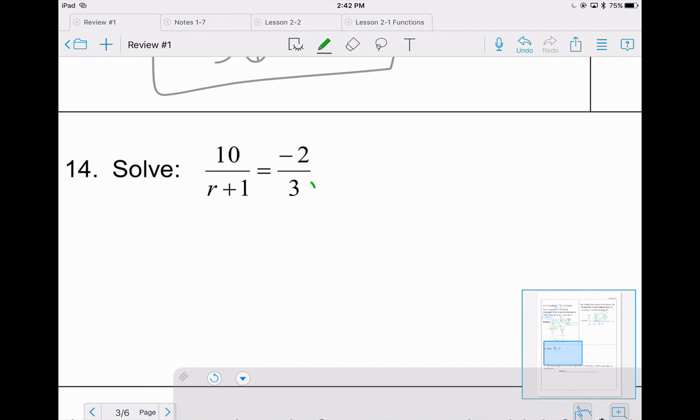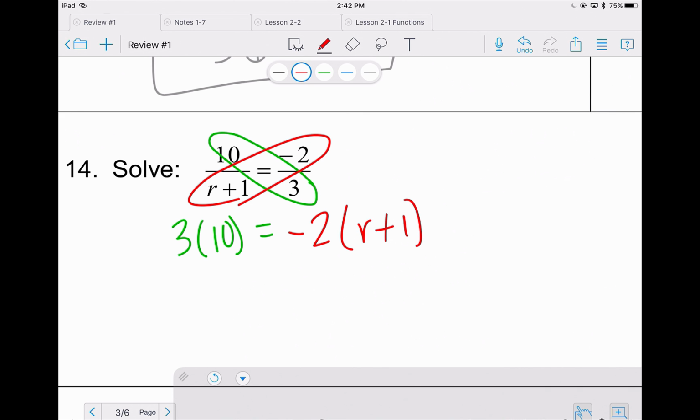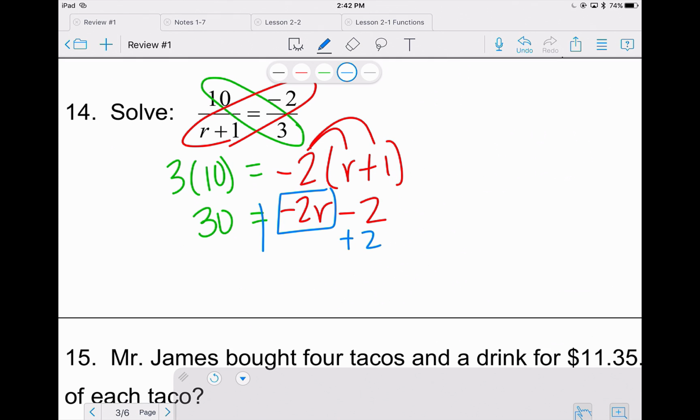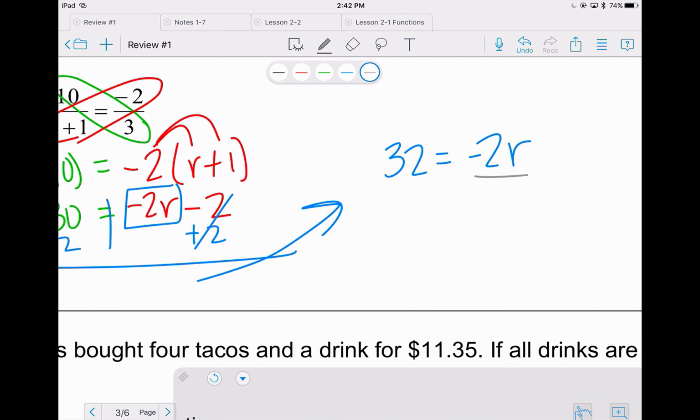Problem 14 is similar. To solve and get rid of our fractions, we butterfly, so 3 times 10. And we are super careful on this one. We have a -2 times all of the bottom, which is r plus 1. So be very careful. 3 times 10 is 30. -2r minus 2, because we distribute that. To solve for r, I add 2 to both sides. So I'm going to scoot over here. 32 equals -2r. Divide both sides by -2. And r equals -16.